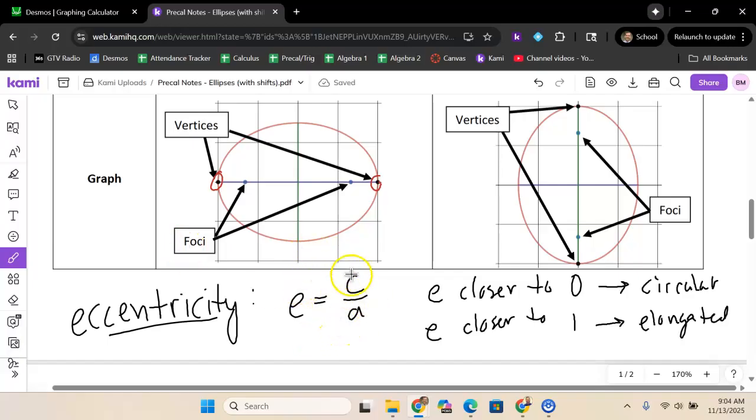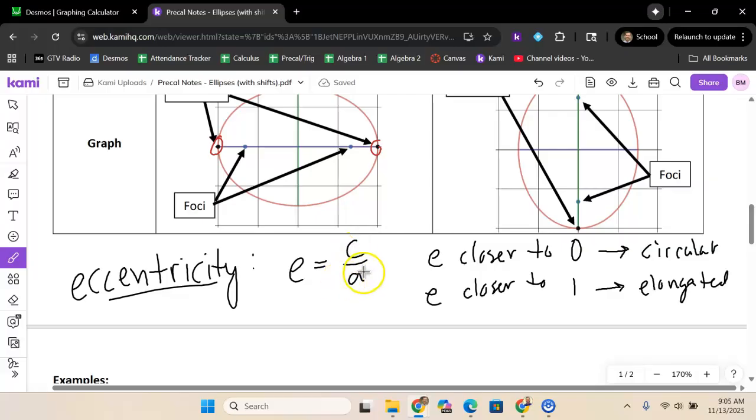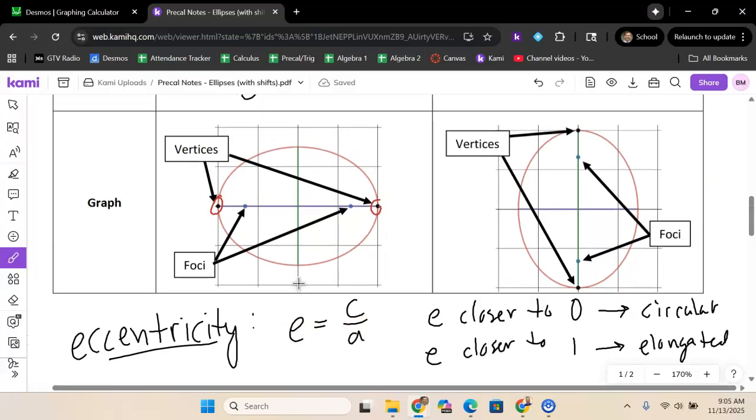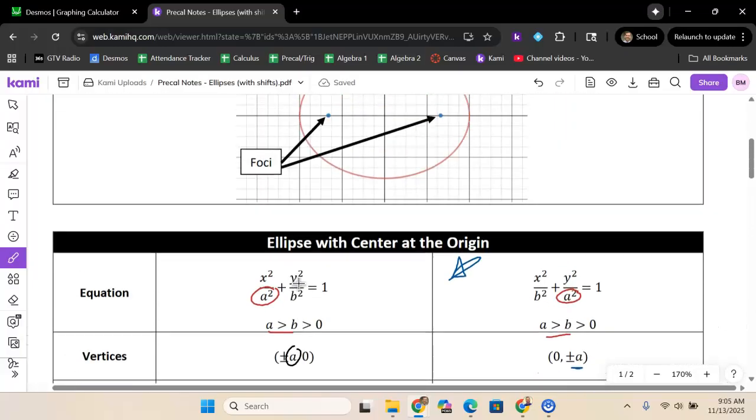I do have a separate video all about that, which will still be linked. You can watch that even though you may not have the notes for that. But that's the short version of what eccentricity is. Okay, so that's it on ellipses. Next time we'll talk about hyperbolas.